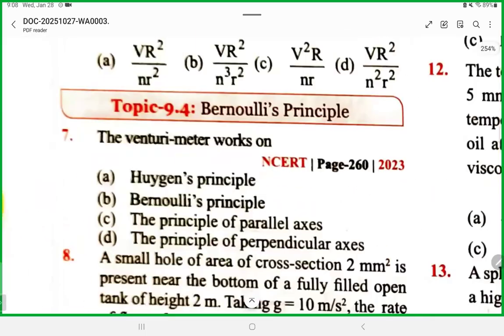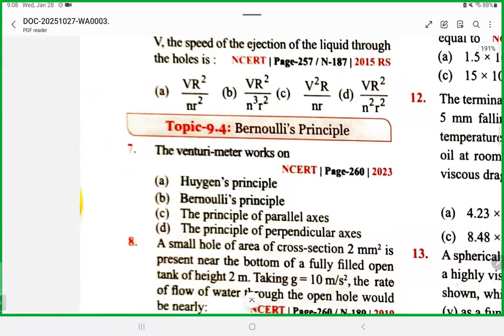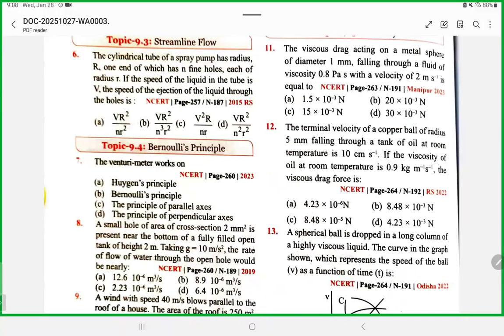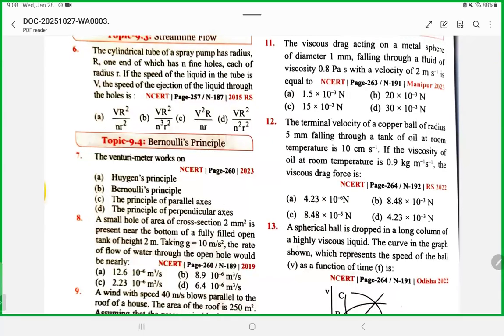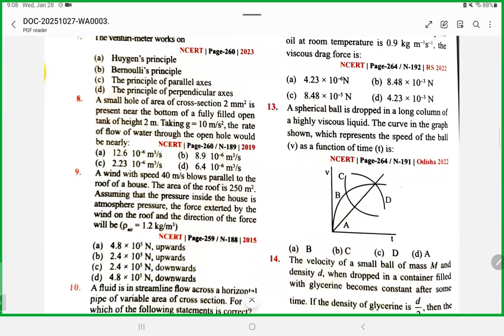See, a 2023 question, the venturimeter works on Bernoulli's principle. Exactly. So that's why I'm telling you, whenever there is a difficult topic, you can always assume that they will ask the easy question. Here, if the roof is moving away, then lower pressure will be high, upper pressure will be low, and this roof can fly off from the house. Correct?